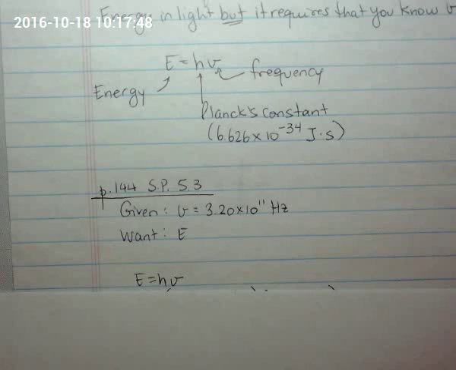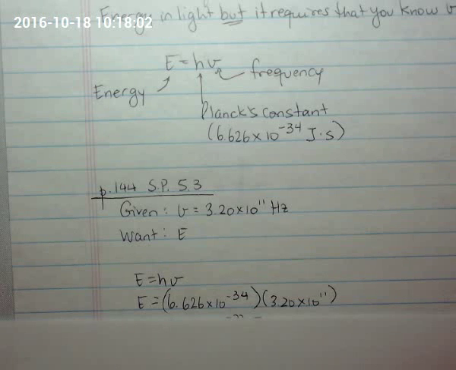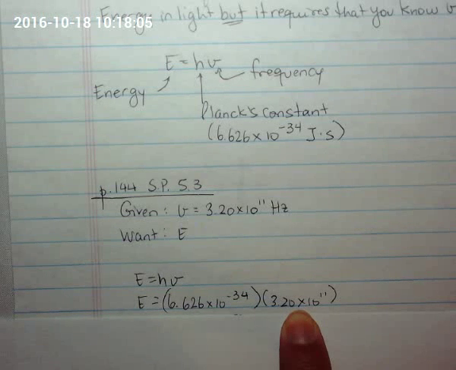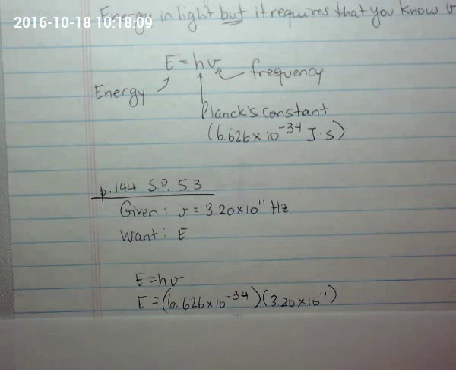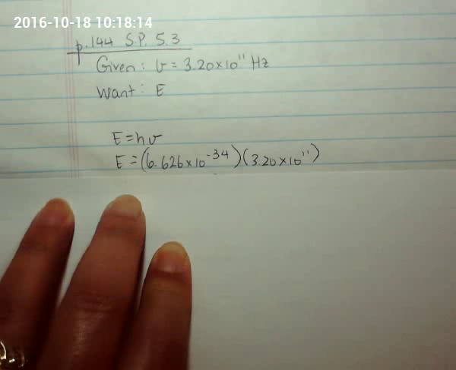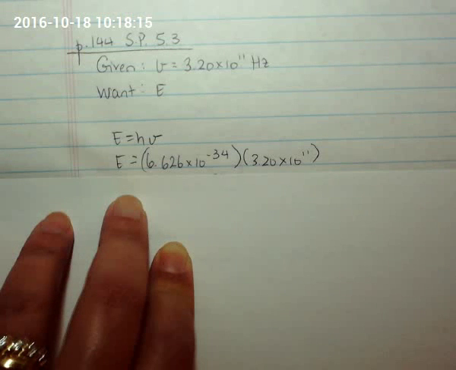So I just write down that equation. And then what do I start to do? I start to substitute in. Do I know what E is? No, that's what they want. Do I know what h is? Yeah, it's a number that I've been asked to memorize. What is it? 6.626 times 10 to the negative 34th. Do I know what nu is? Yeah, I was given that in the question. It's 3.20 times 10 to the 11th. Let me scooch this up so you can see this a little bit better. All right?